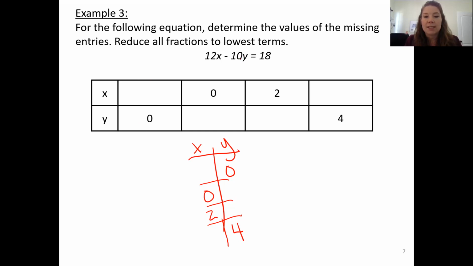So I'm going to plug in a 0 right there. So I'm going to think of what's 12x minus 10 times 0 equals 18. Well, what is 10 times 0? 10 times 0 is nothing. It's 0. So that goes away pretty much, right? So I would rewrite that as 12x equals 18. And now I want to solve for x. So how do I get rid of times 12? I'm going to divide both sides by 12.